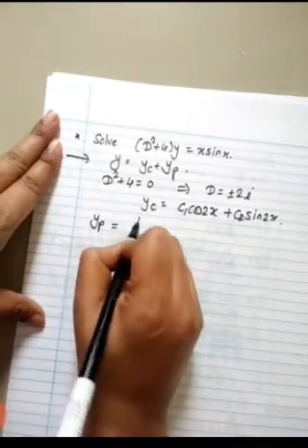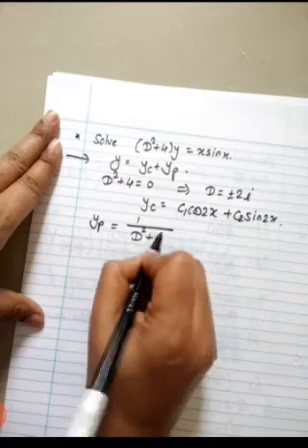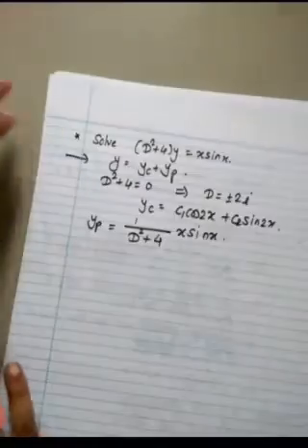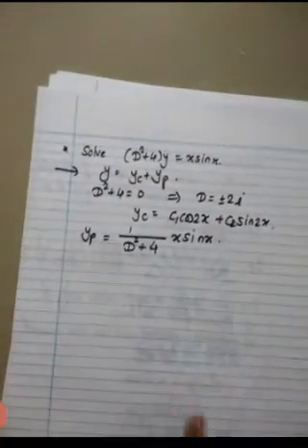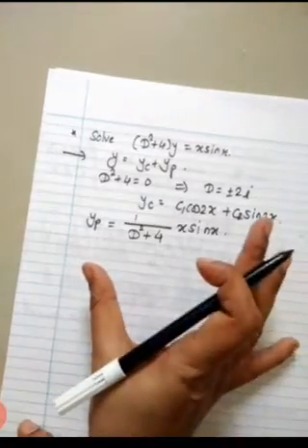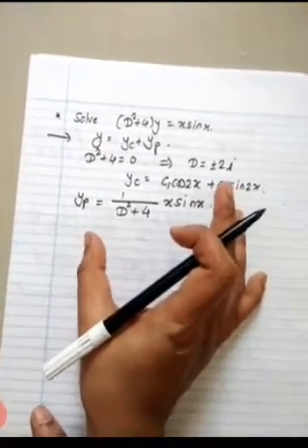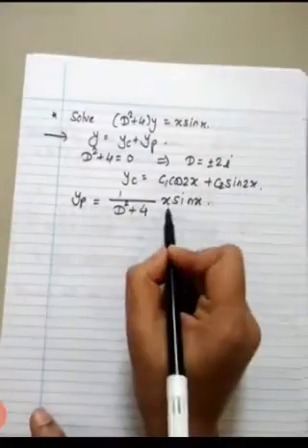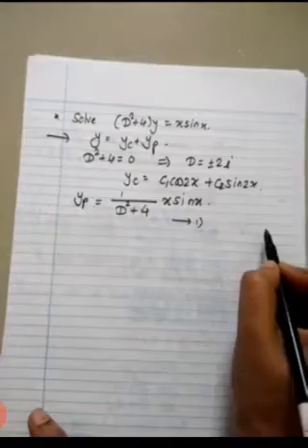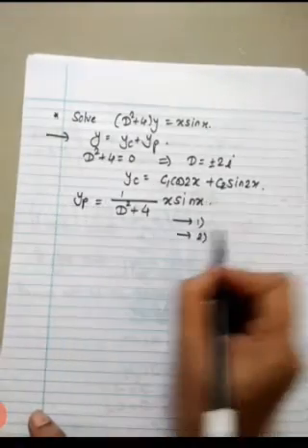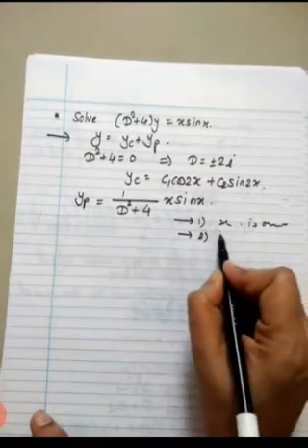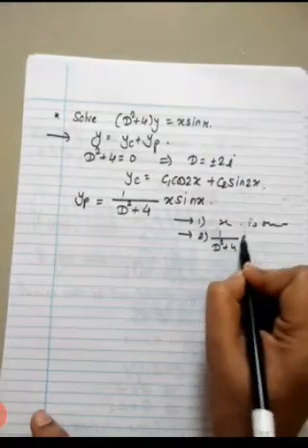Next we go to yp. Yp is 1 upon phi d into your function, that is x sin x. Now we'll check whether the XV rule is applicable or not. Power of x is 1. First condition holds. Second condition: 1 upon d square plus 4 into sin x.